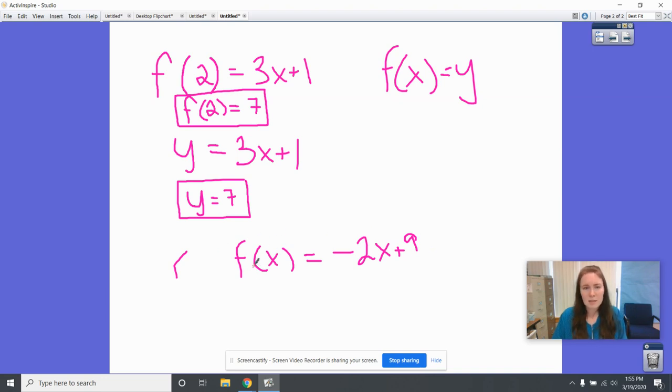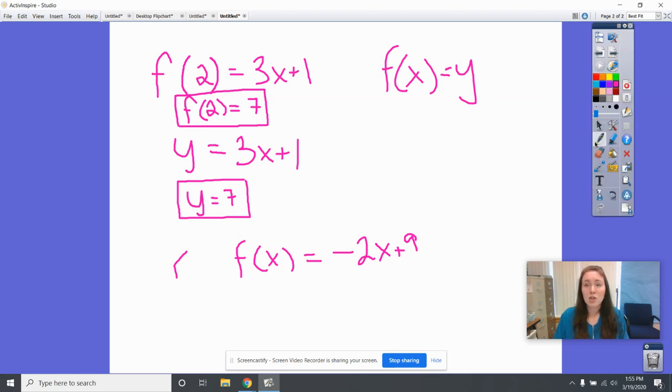They might say f of x, but it's just like y. The process is still the same. If this was something I had to graph, your y-intercept is still 9, your slope is still negative 2. So the fact that they write f of x does not change all the stuff that you already know. It's just another way to represent a function.